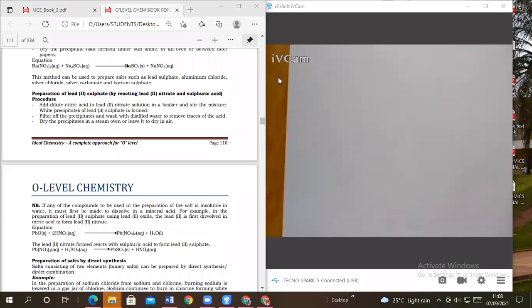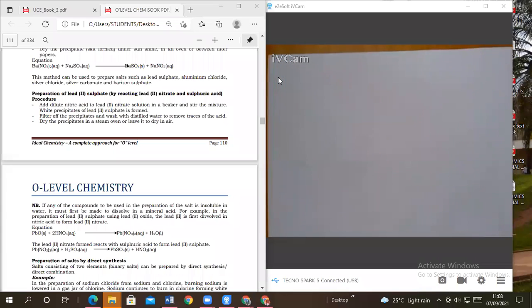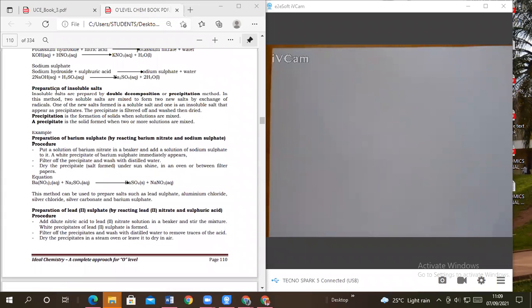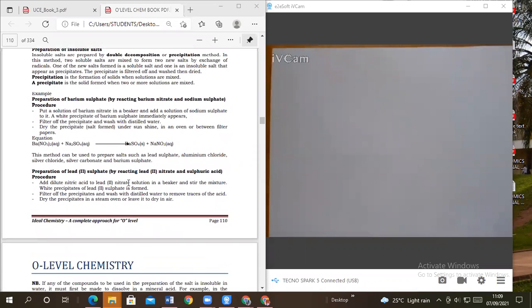Okay. Since those salts are few, insoluble salts are few, we have lead sulfate, barium sulfate. Since they are few, also their methods are few. The methods of getting them are also very easy. So I don't expect to waste time there. When there are few examples they are given so you can get the rest.